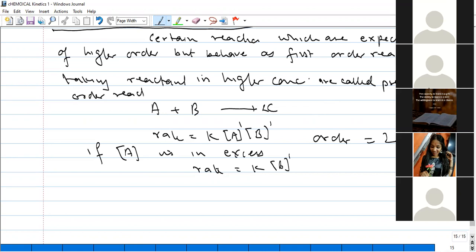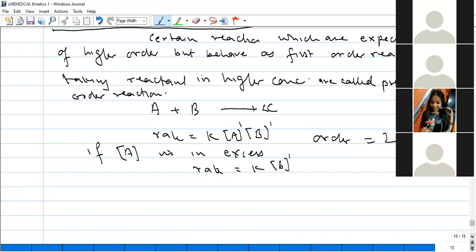And I've given you the explanation for that. Certain reactions which are expected to be of higher order but behave as first order reaction by taking a reactant in higher concentration are called pseudo first order reaction. An example I gave you: A plus B gives 2C, rate is equal to K[A]^1[B]^1, order is 2. If A is in excess, rate will be K[B].